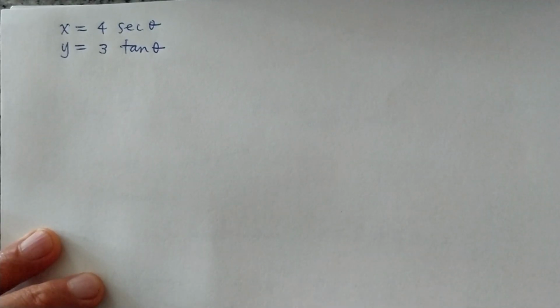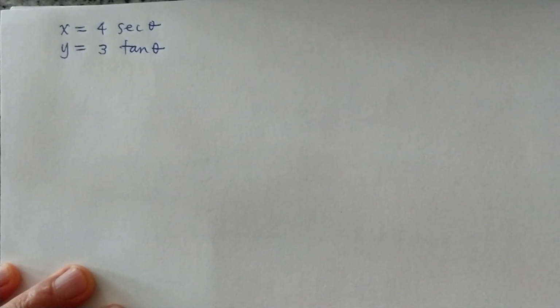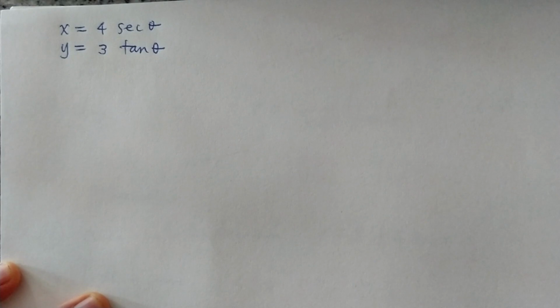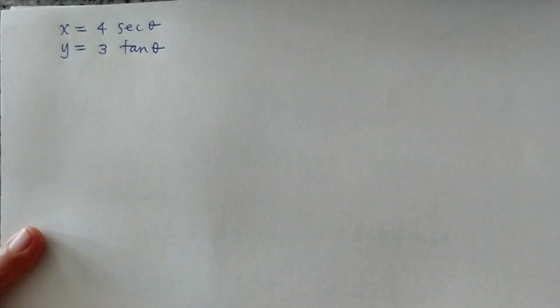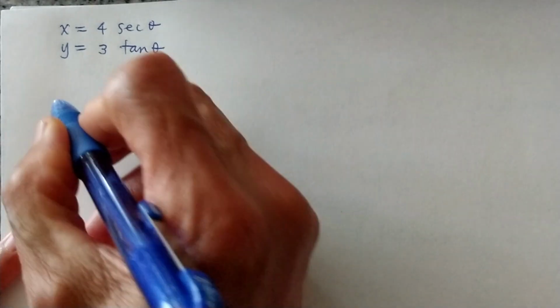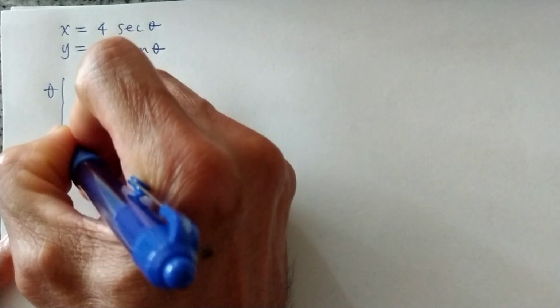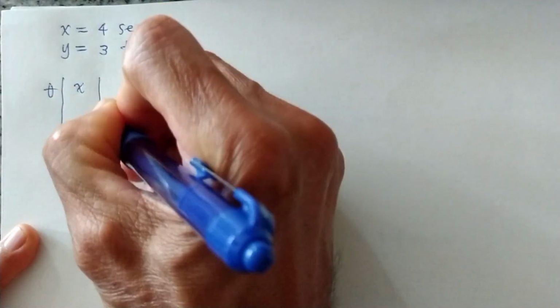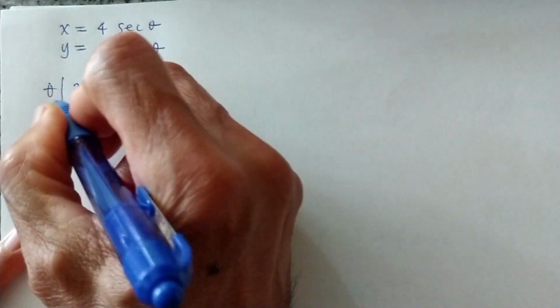So this problem is involving parametric equations. We want to graph these parametric equations after we have converted them into a rectangular form. So it will be easier to do that. Or you can actually graph this in parametric form by assigning values to theta and then solving for the values of x and y.